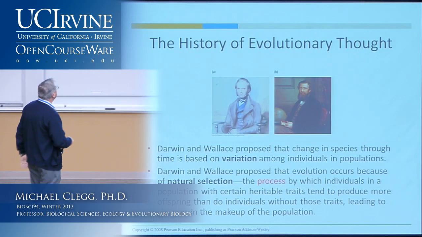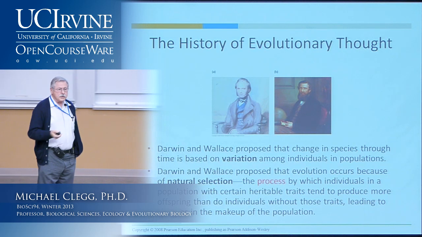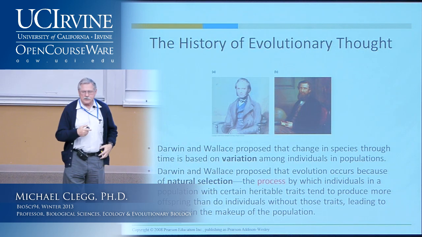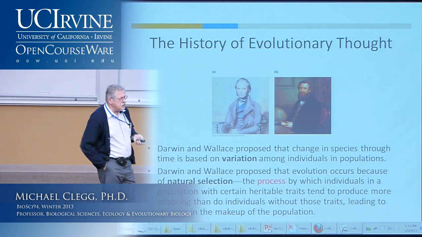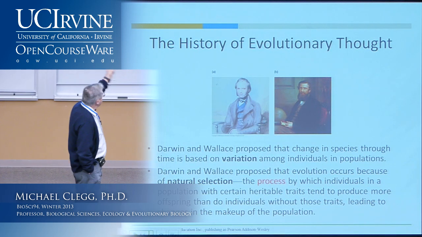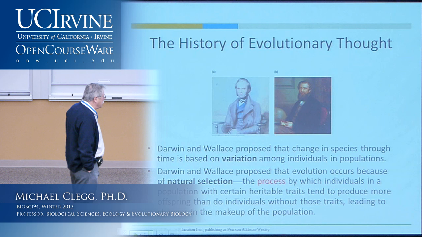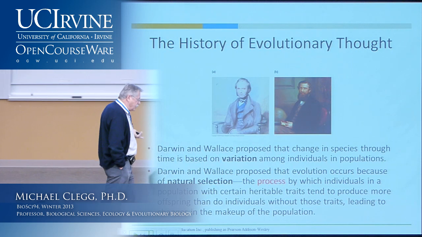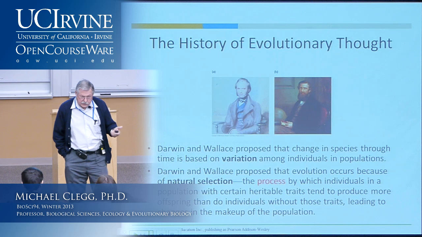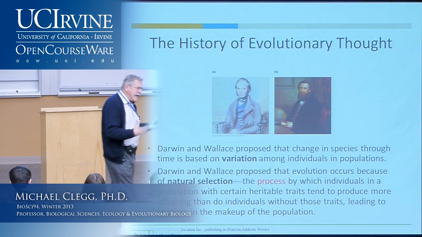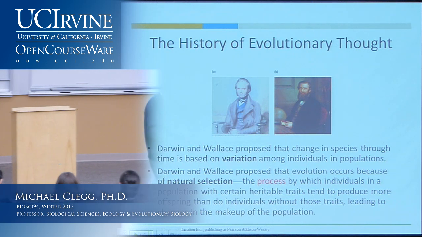Okay, so let me go on now and talk about the origin of evolutionary thought. Now, it'll just be very brief, but talk just a wee bit about the history. As I mentioned in the last lecture, there were really 2 people who proposed more or less simultaneously the idea of evolution by natural selection. Now, people had the idea of evolution before Darwin and Wallace.